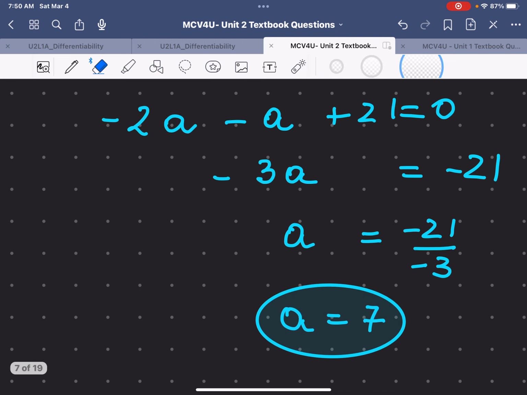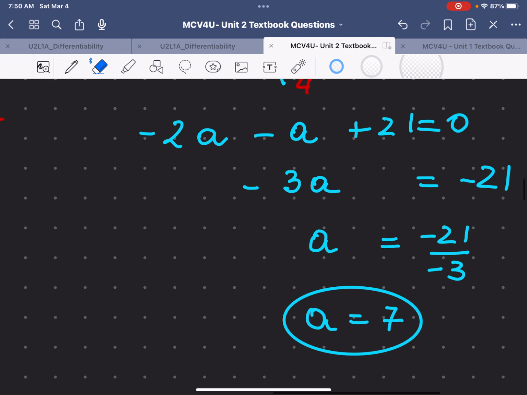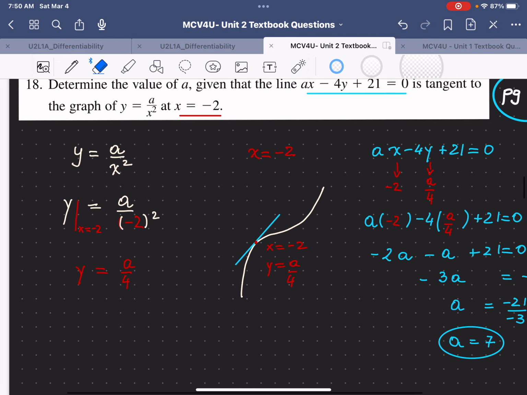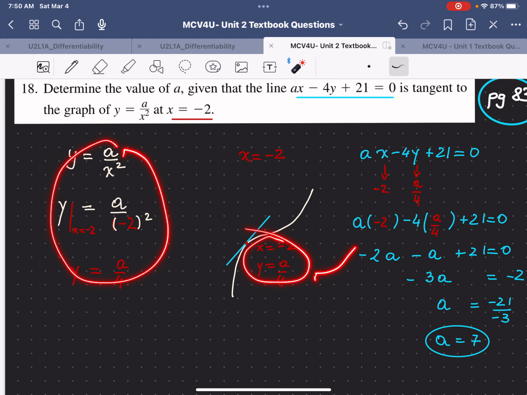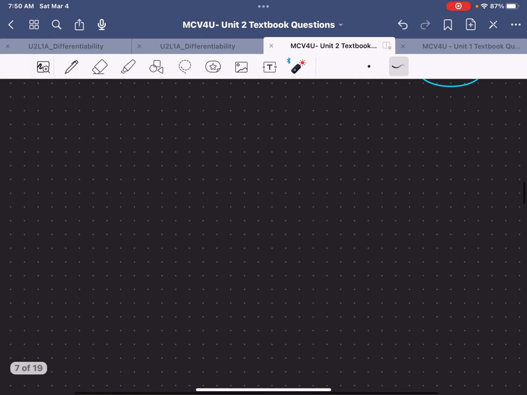Now, as I was explaining before, we can solve this problem in two different ways. So we can find the point of tangency by using the equation of the function and then substitute this into the equation of the tangent. But we can also go the other way around, which I'm going to show here.